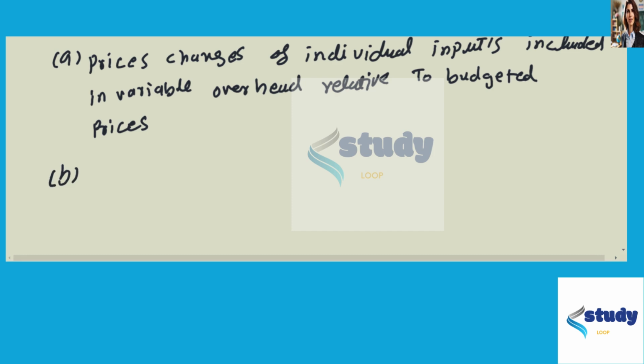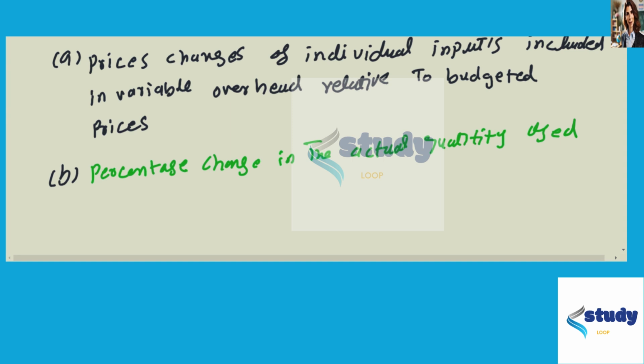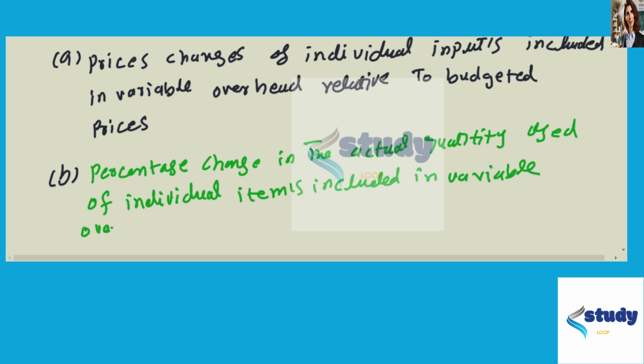And the second one is, let's write it with another color. So the second is percentage change in the actual quantity used, let's say, of individual items included in the variable overhead cost pool, right?